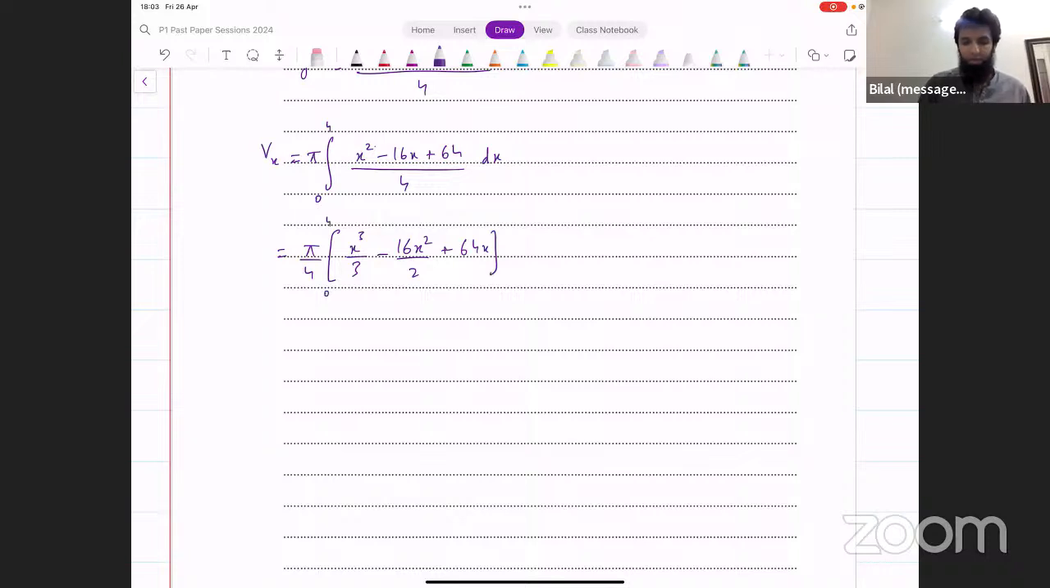Okay. Now let's simplify this. Input 6 and input 0 and see what both of them give you. When you input 6, you get 6 cubed divided by 3. Now, inputting these limits is necessary. You have to show the step. Minus 16 into 6 squared over 2. Or you could actually simplify this a bit first before you input values. 16 over 2 is 8. So that's 8 into 6 squared plus 64 into 6. Subtract from this the case when you input 0.